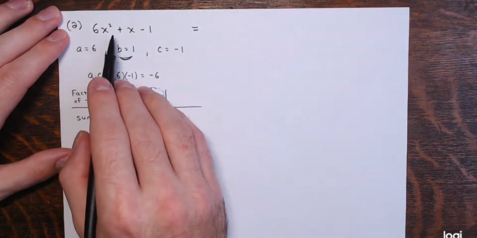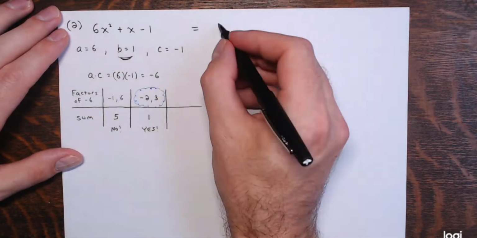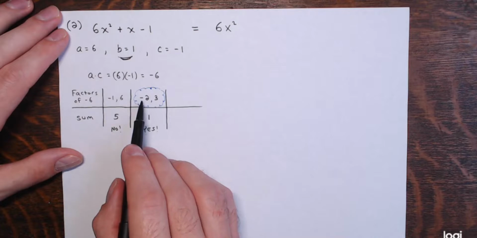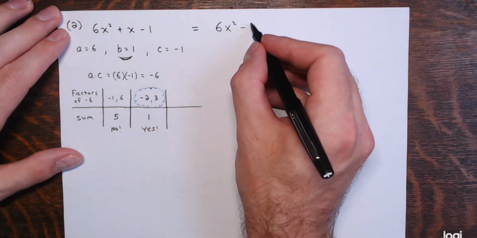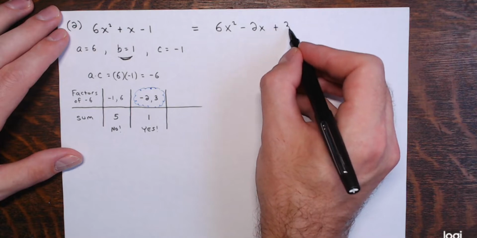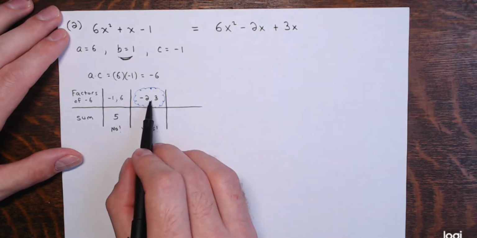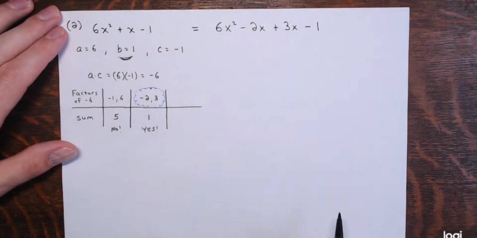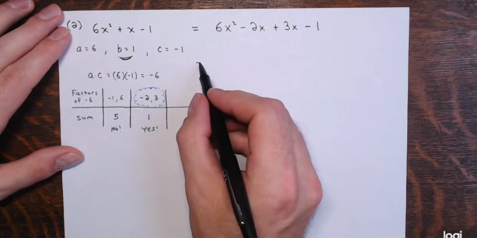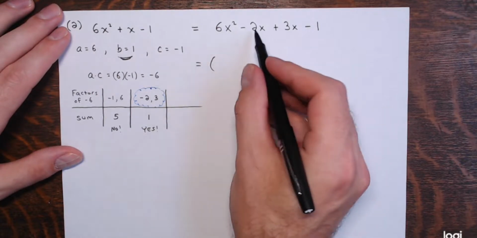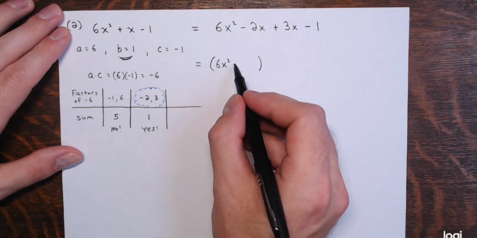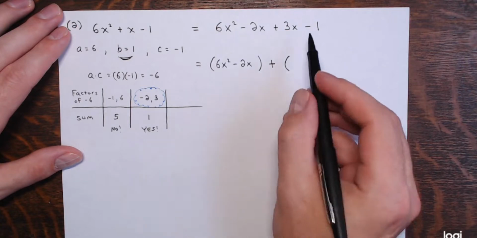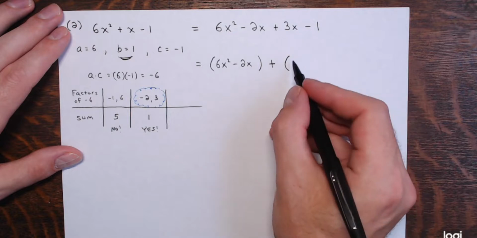So 6x squared plus x minus 1 is 6x squared. And then instead of plus 1x, I'm going to write minus 2x plus 3x. Minus 2x plus 3x. See? Using that pair of numbers to rewrite the middle term. And then we still have the constant term, minus 1. Right? And now comes the grouping. So in a set of parentheses, I put the first two terms, 6x squared minus 2x. And then I like to put a big plus sign, and then another grouping where I put the next two terms, positive 3x and negative 1.